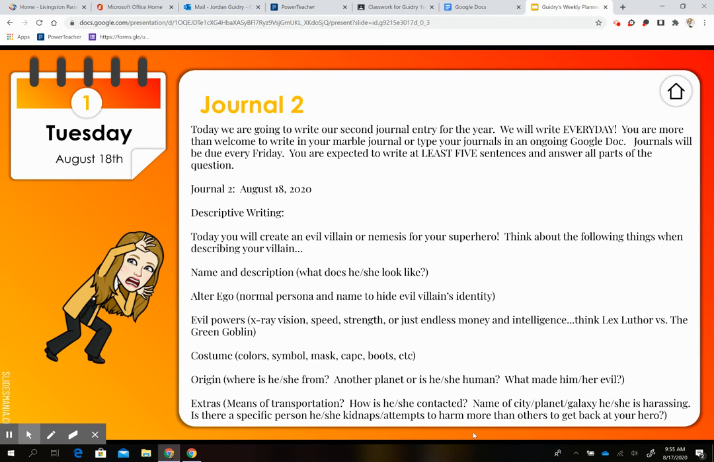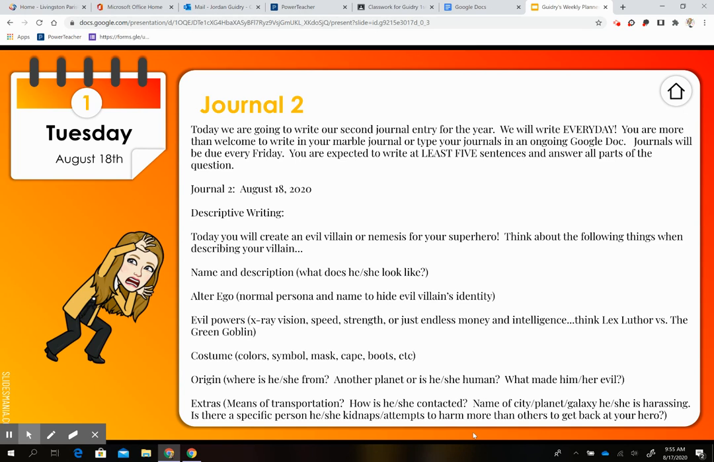Remember, you can continue to write in your marble journal notebook or you can write in an ongoing Google Doc. No matter what you do, you have to label your journal. So let's discuss journal number 2 for August 18th. It says descriptive writing. Today you will create an evil villain or nemesis for your superhero.